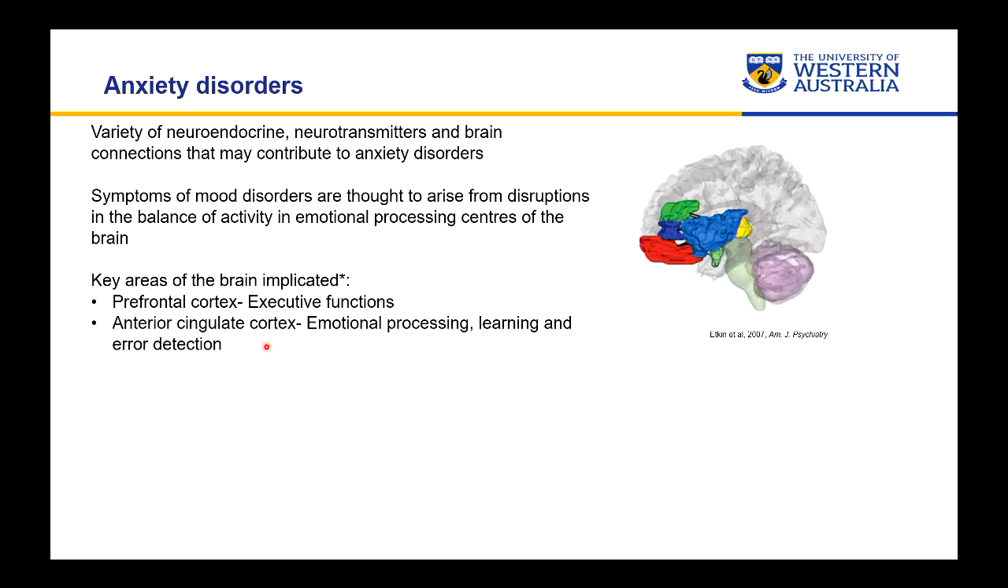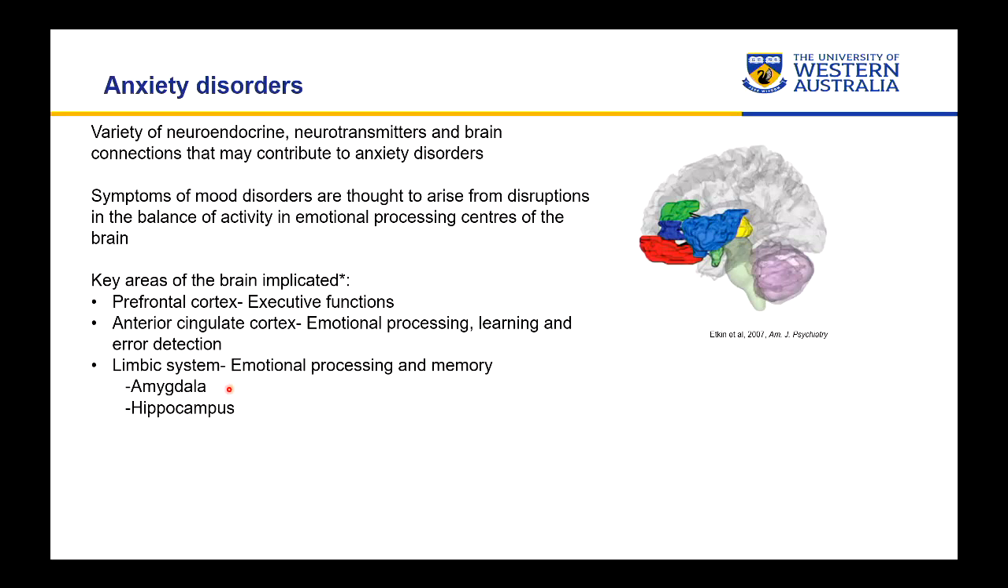The anterior cingulate cortex pops up a lot. It's somewhere around here, just a little bit below the prefrontal cortex. Again, really important for emotional processing, learning, and error detection as well. But you see this brain region pop up in a lot of anxiety disorders.